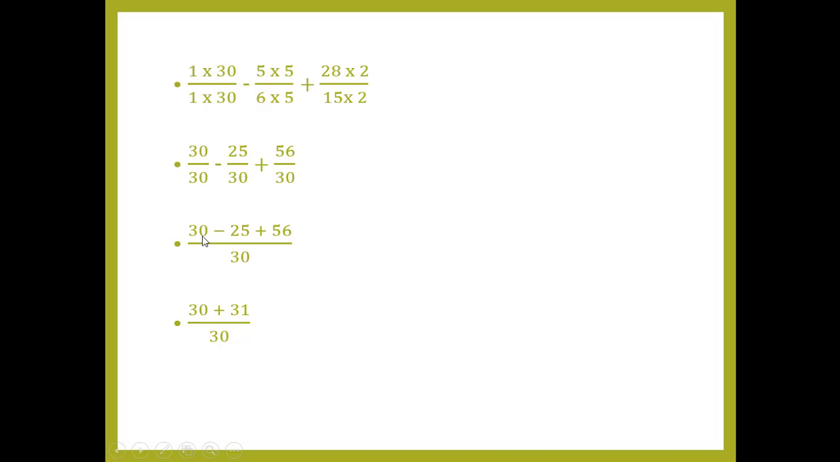So if we subtract these two values, positive 30 minus 25, we will get the answer 5, and then if we subtract 25 from 56, we will get the answer plus 31. Then these two values are with the positive sign, so if we add these values, we will have the answer 66 divided by 30. And this is our final answer, because 61 is a prime number and 30 is a composite number, so we cannot cancel both values by the same number. So this is our final answer for this question.